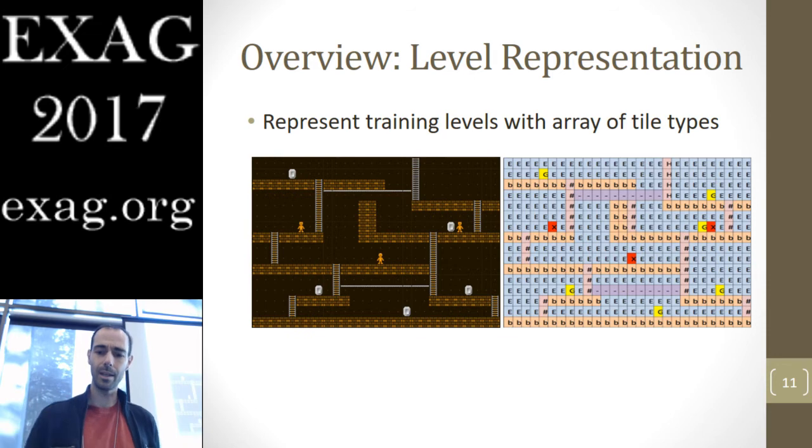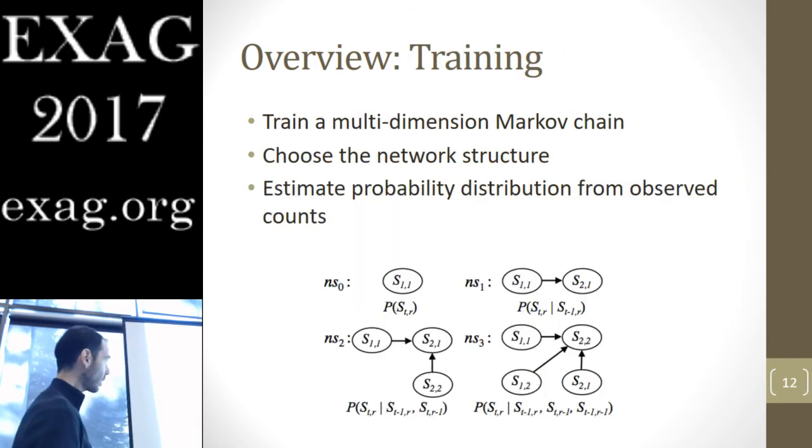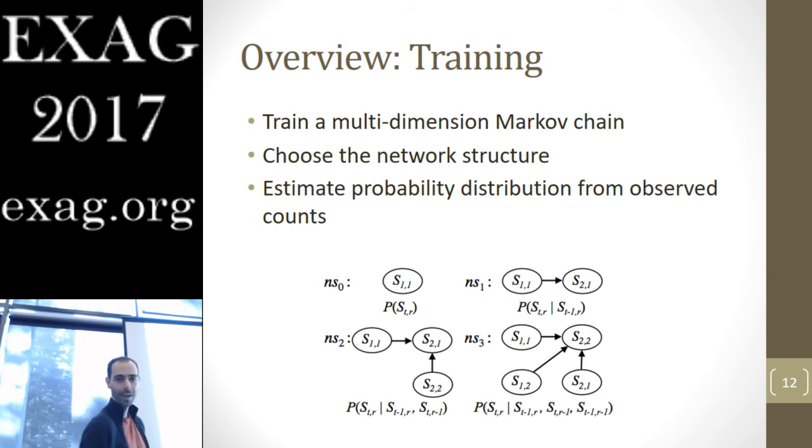And then what this Markov chain approach does is it trains the probability distribution of observing a certain tile type right next to other certain tile types, right? So we have, I'm scared of moving away. I don't know if the camera would capture it.